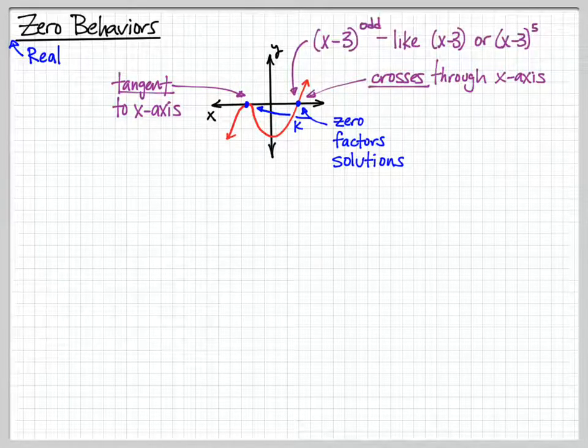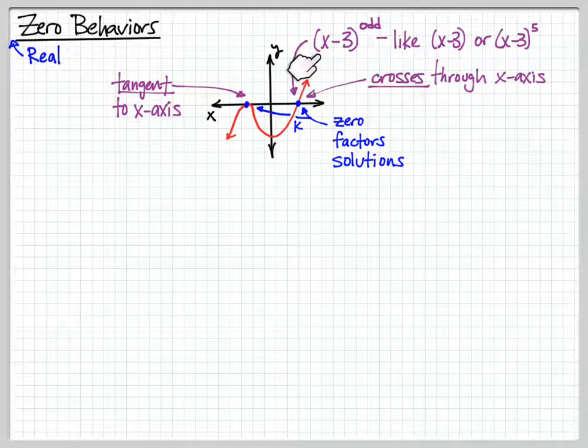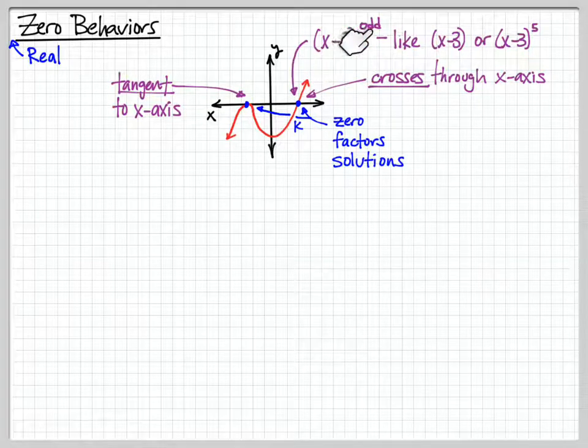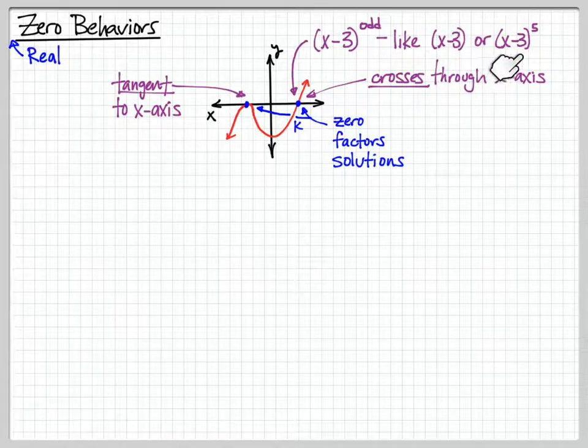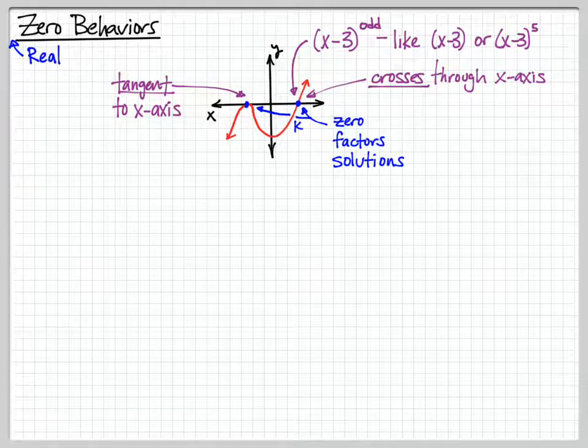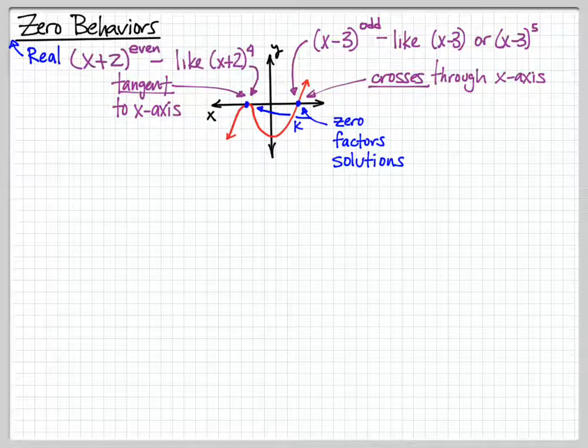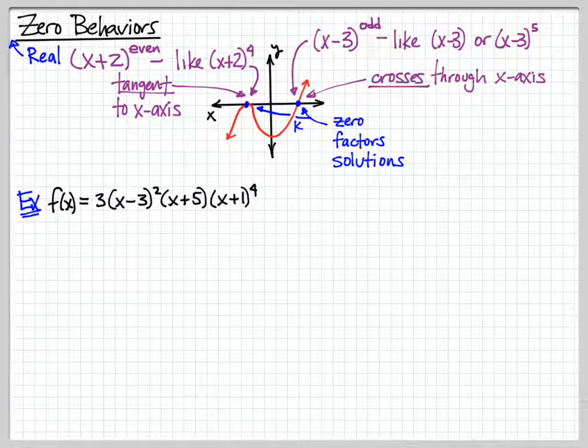And in the case where it crosses the x-axis, the factor term will look like this. It'll be something like x minus 3 to some odd power, like x minus 3 to the 1st or x minus 3 to the 5th power. On the other hand, if it's tangent to the axis right here, the factor is going to look different. It's going to have an even degree on the repeated factor, something like (x plus 2) to the 4th power.